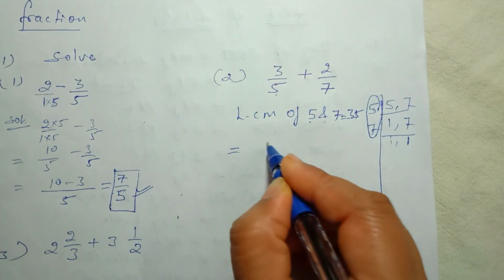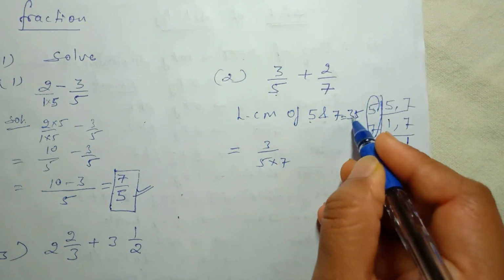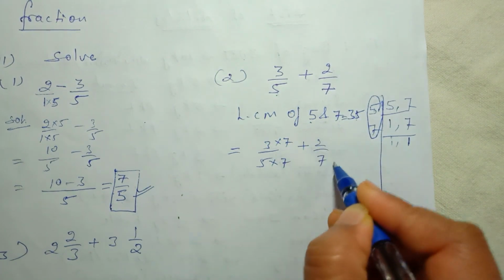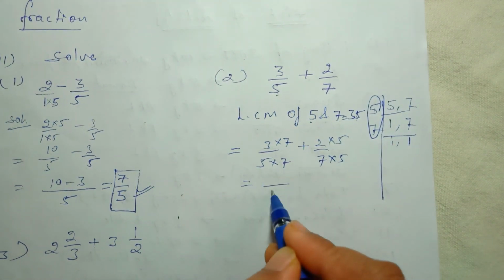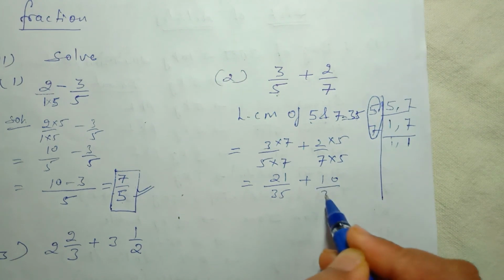So what are we going to do? We have to multiply the first number 5 by 7 to get 35, and the numerator as well as the denominator. And 7 you have to multiply by 5. So 7 times 3 is 21 plus 5 times 2 is 10, over 35.